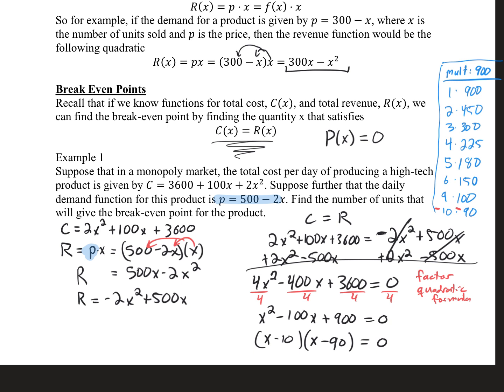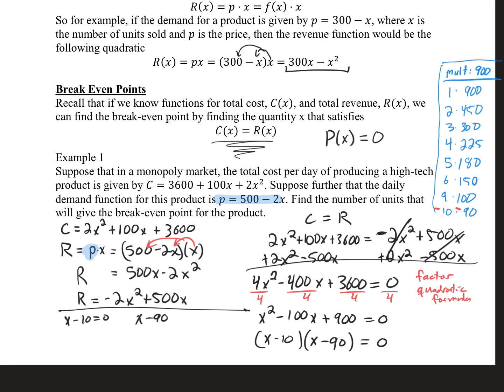All right, in order to solve this, we're going to rely on something called the zero product property. If two quantities multiply to get 0, then one of these two things has to be 0. So we can go off here to the left, set them equal to 0 independently. X minus 10 equals 0.